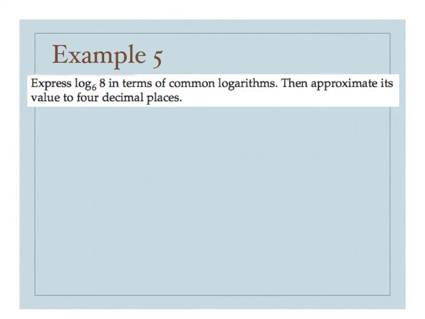So an example of this: the question says express log base 6 of 8 in terms of common logs, and then approximate its value to 4 decimal places. Well, log base 6 of 8 can be rewritten as log of 8 over log of 6. Now I could have chosen log base 2 or log base 3, log base 4, but I really don't want to make it more complicated than it already is, so I'm just going to use common logs. And actually this question does ask us to do it in common logs, so this would be correct.